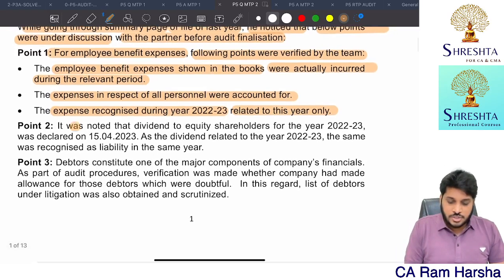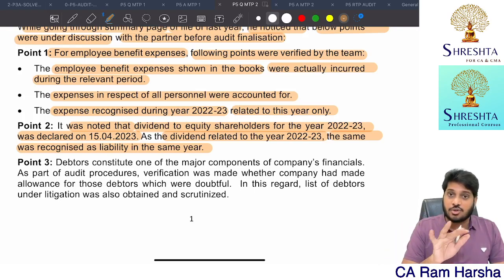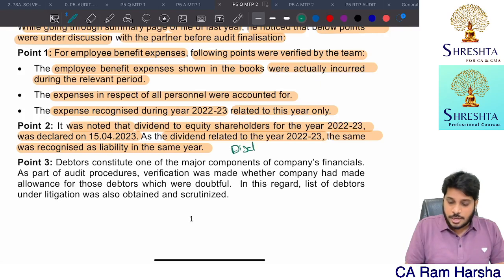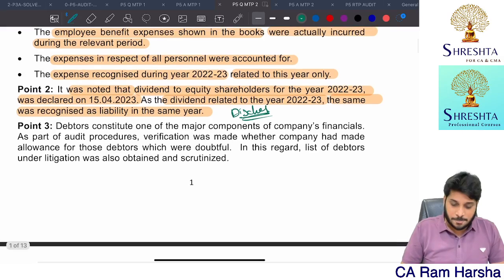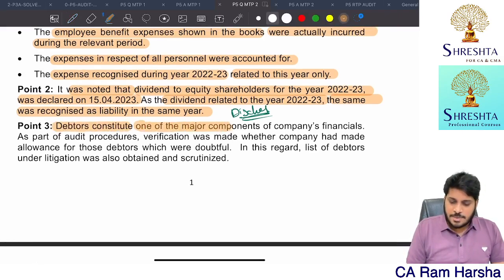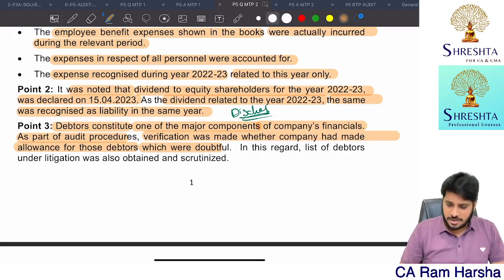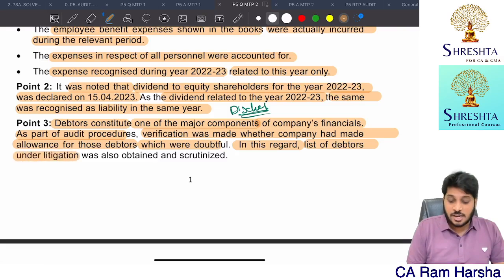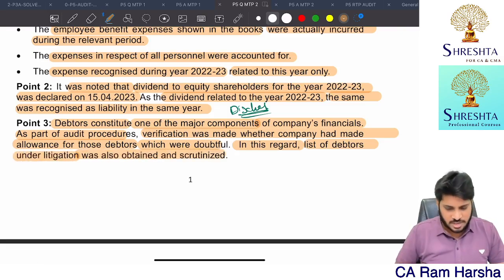Okay. Another point: it was noted that the dividend to equity shareholders for the year 22-23 was declared on 15th April. As the dividend related to 22-23, the same was recognized as liability. Since it is related to 22-23, they recorded it as liability. No, it must be disclosed. Yes or no? It must be disclosed because the declaration is after 31st March. Debtors constitute one of the major components of the company financials. As a part of audit procedure, verification was made whether the company had made allowance for debtors which were doubtful. So they verified whether the company has created provision for debtors or not. In this regard, a list of debtors under litigation was also obtained and scrutinized. So they verified. Fine.